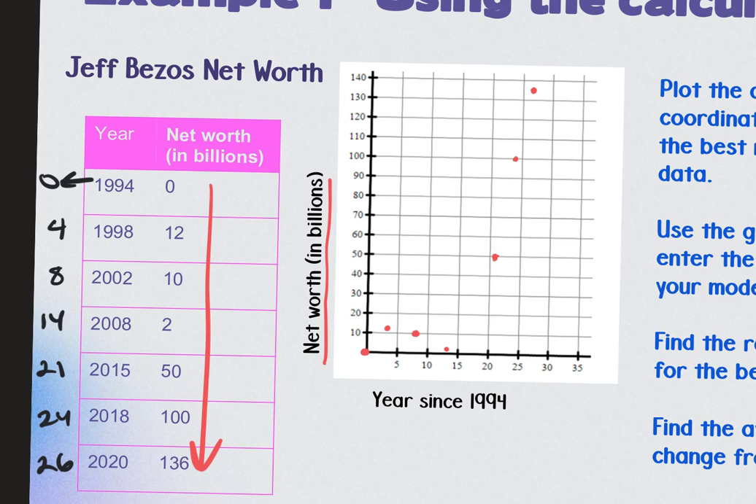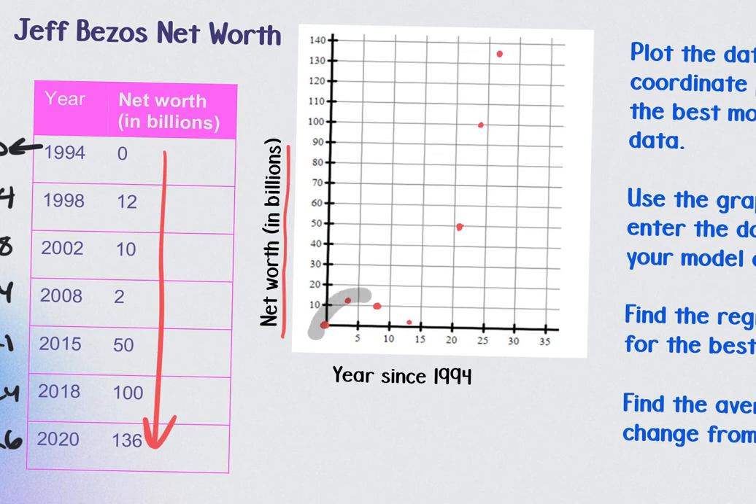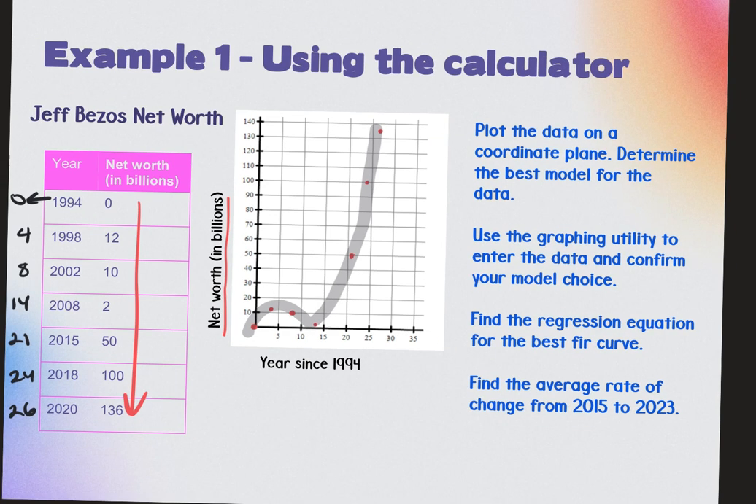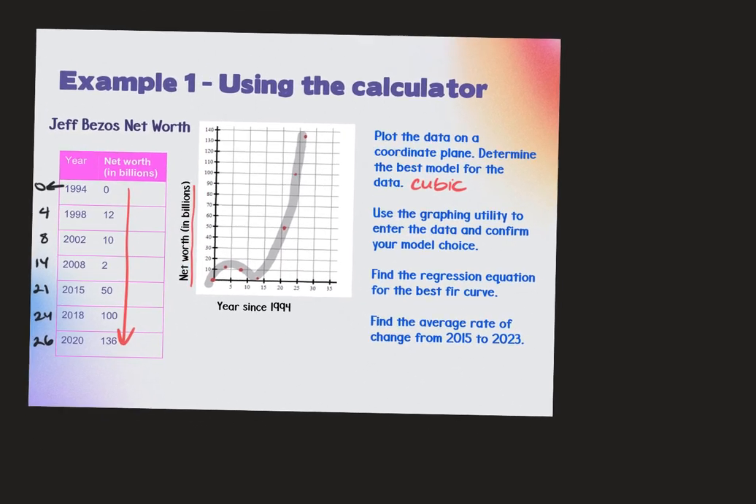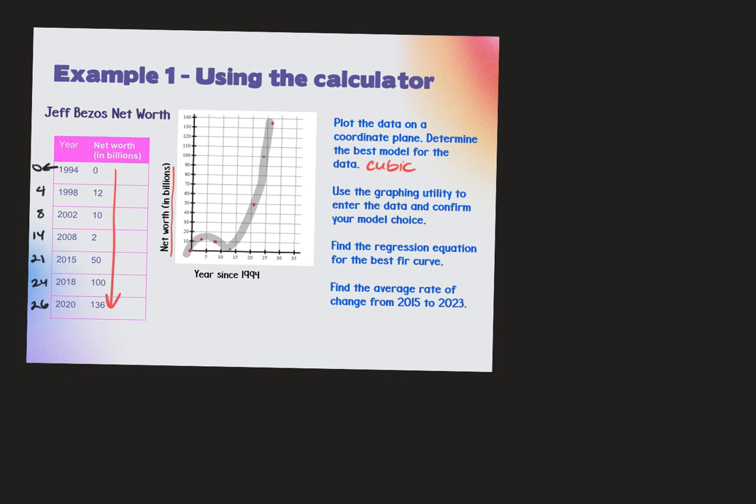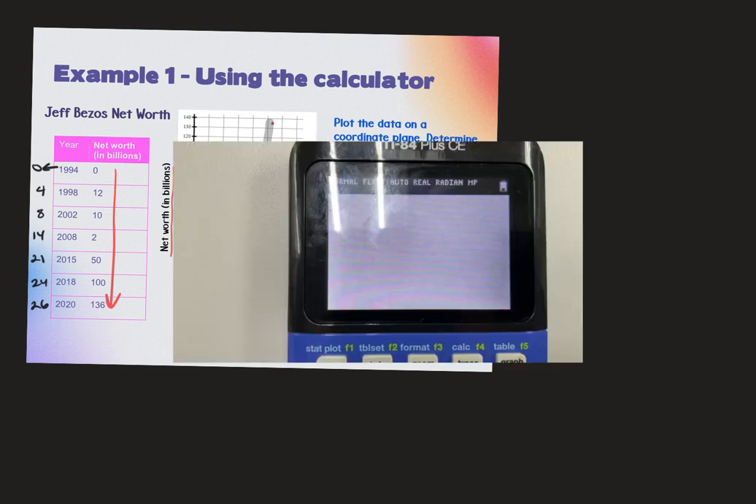So when you follow that path, this is my overall shape. What kind of shape does that look like it is? It's cubic. So when it says determine the best model for the data, it would be cubic. And then it says use the graphing utility to enter the data and confirm your model choice. So this is what we're gonna do. Try to do this as not shaky hand as possible.